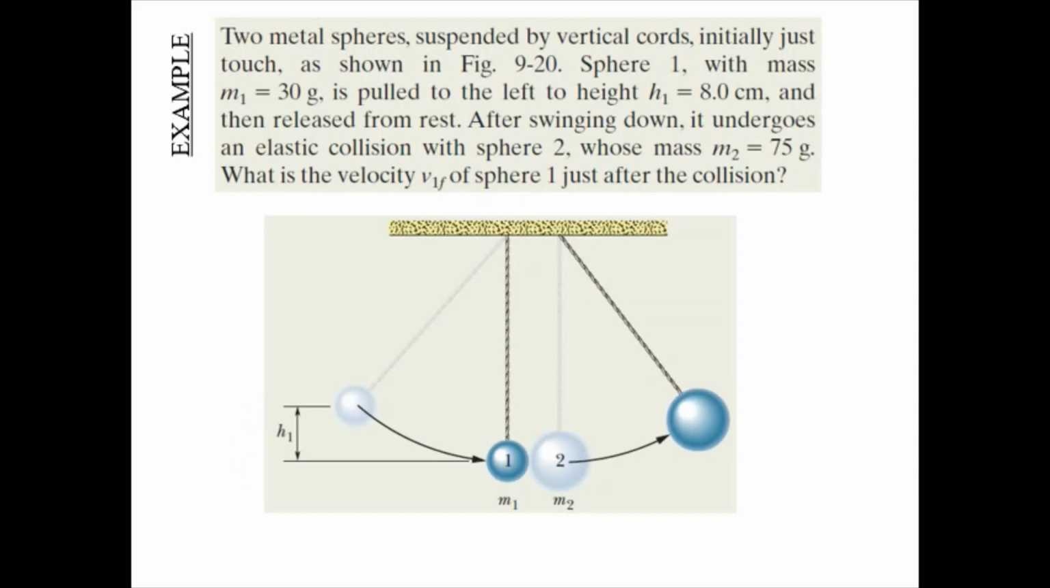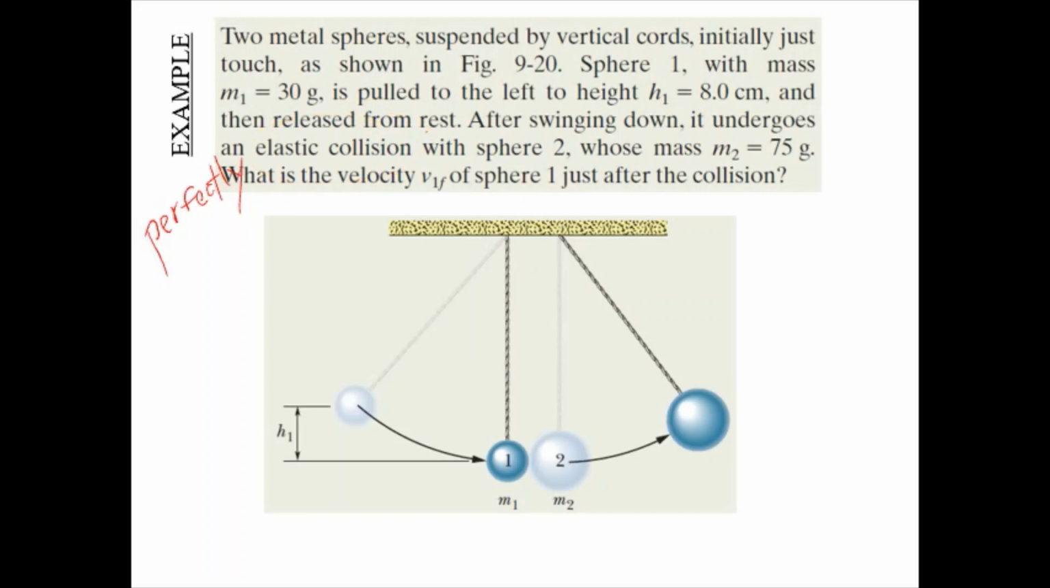And so it says after swinging down, it undergoes an elastic collision. Does it say perfectly elastic? No, but guess what? We're going to model it as perfectly elastic. The idea is that when you solve these kinds of problems, if it says elastic collision, you assume it's perfectly elastic. If it says inelastic, you assume it's perfectly inelastic, unless it specifies otherwise, unless it gives you additional information that would allow you to determine how much energy was lost and so forth.